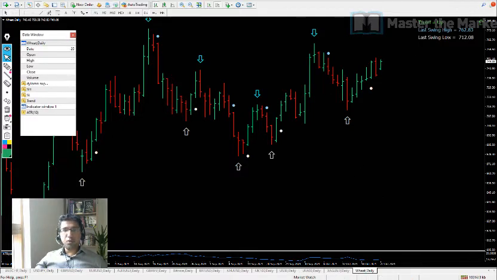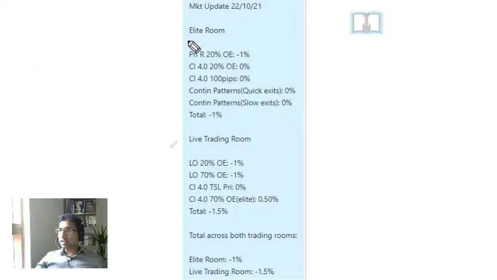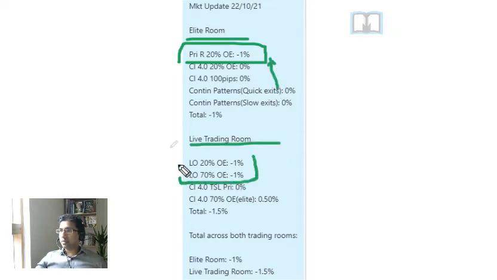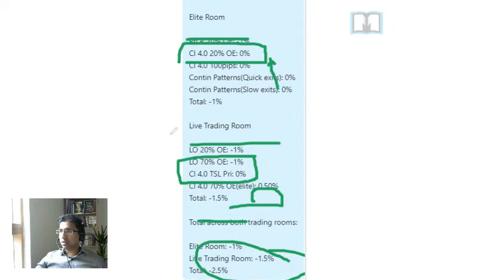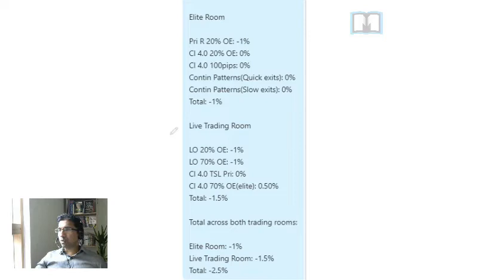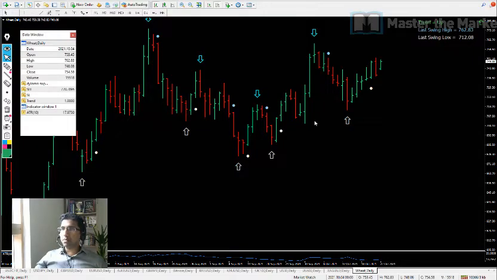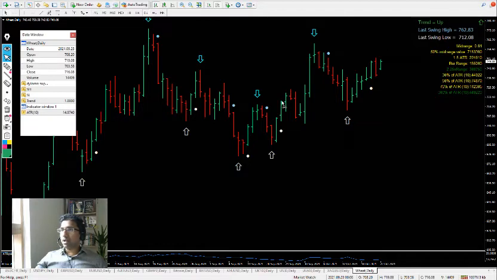In terms of our updates on our trading rooms, let's take a look at that. So you can see in terms of our elite room over here, we had a small loss on the primary runners, 20% OE, minus 1%. Other than that, everything else was flat. On the live trading room, we did take a little bit of a hit on both of these, 20% and 70%. 70% OE cash in, we made a small profit, 0.5. Overall, minus 1.5. I think we had a small loss over here of minus 2.5% across both the rooms. As we always say, keep the losses small, so that when the big runs come, we can override the losses.